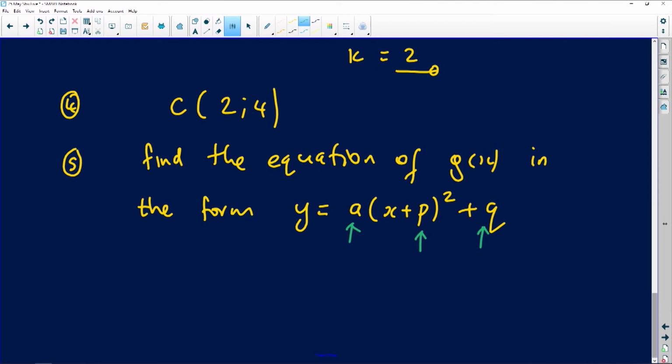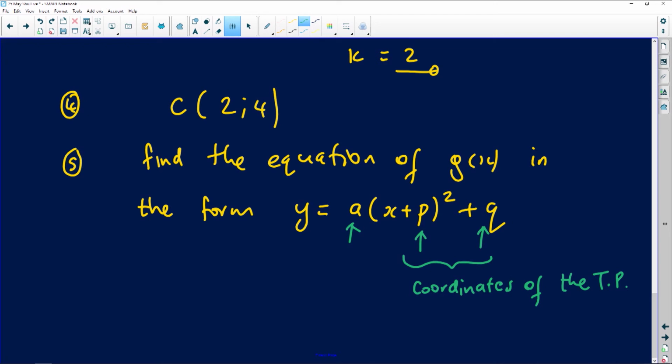But what is P and Q? Well, it turns out that these are the coordinates, you guys know this by now, of the turning points. Now, examiners are not bad people, they're nice people. Why were they asking you for the coordinates of C in the first place? It's because they knew they were going to ask you for the equation.